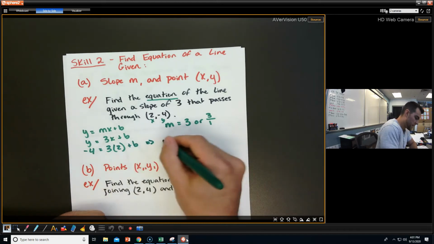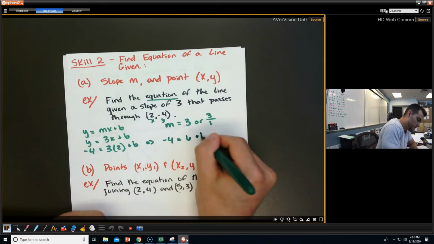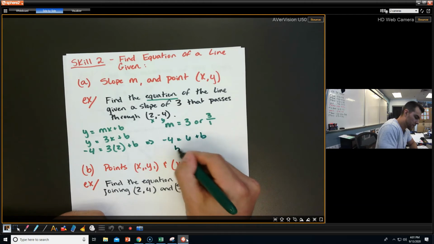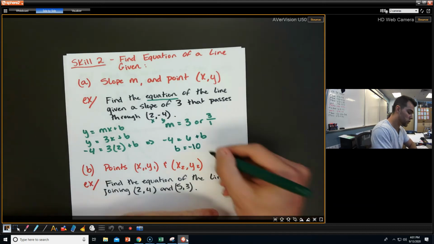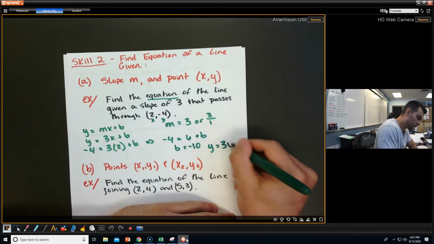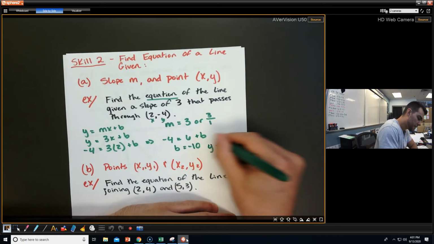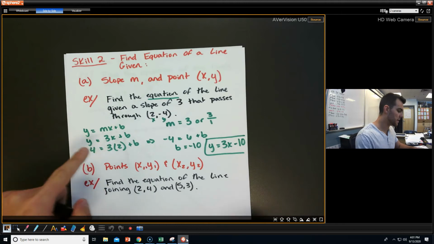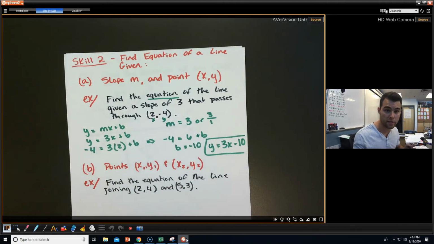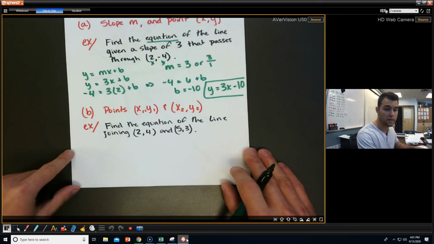So I got negative 4 equals 6 plus b. Subtract 6 over, b is going to equal negative 10. So my final answer, my equation, is y equals 3x minus 10. And there you go. Nothing to it. Put your slope in, and then put your points in, and then find b.